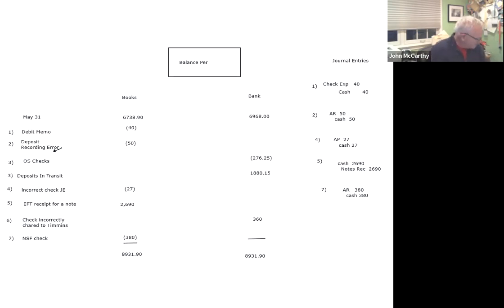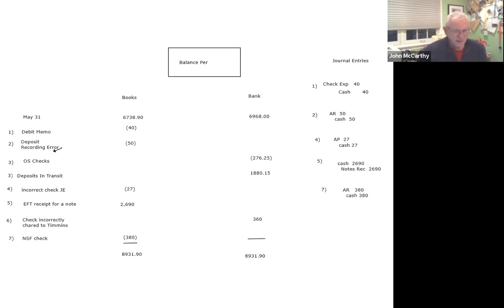Number one in the problem, the statement included a debit memo of $40 for printing of additional company checks. So the presumption is that's already been debited in the bank account. So you have to record it in the books. You haven't recorded it in the books yet, so it's a $40 deduction from cash. Anytime you adjust the book balance, you need a journal entry. Number one here, it's debit check expense and credit cash.